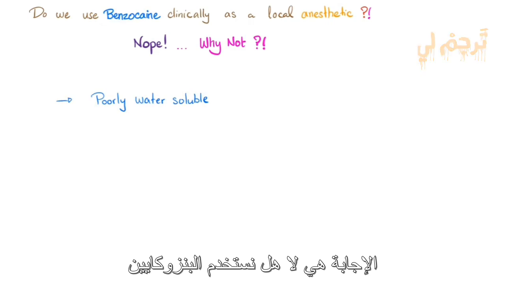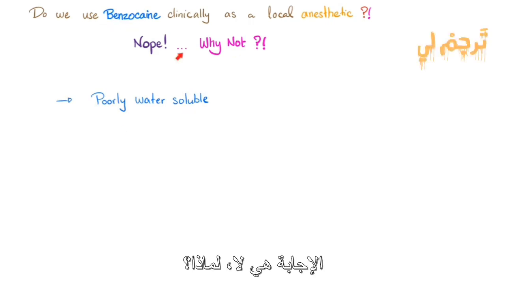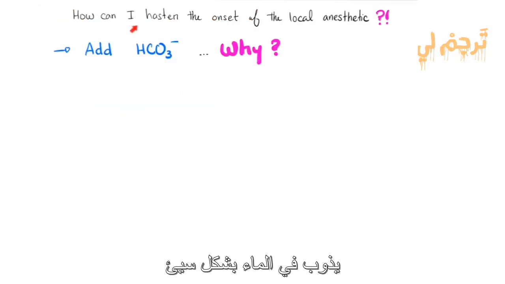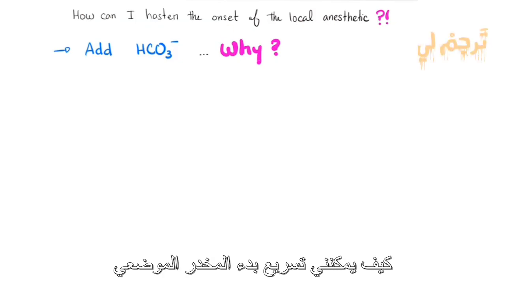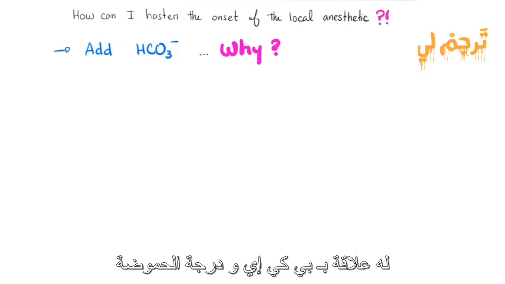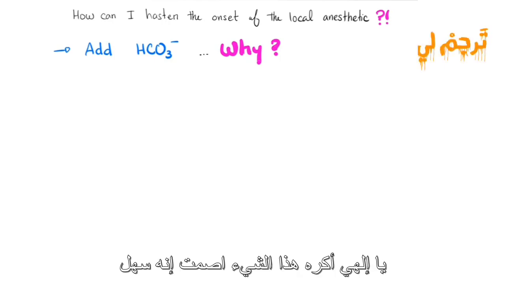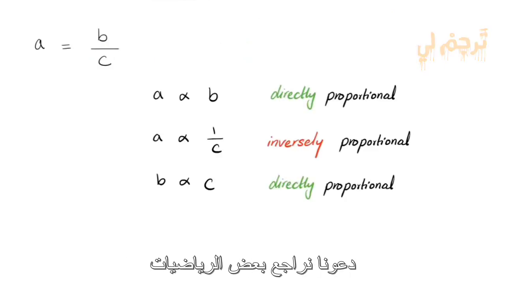Do we use cocaine? The answer is no. Do we use benzocaine? The answer is no. Why? Poorly water soluble. How can I hasten the onset of the local anesthetic? Add bicarbonate. Why? It has to do with the pKa and the pH. Oh my goodness, I hate this stuff. Shut up. It's easy. Let's review some math.